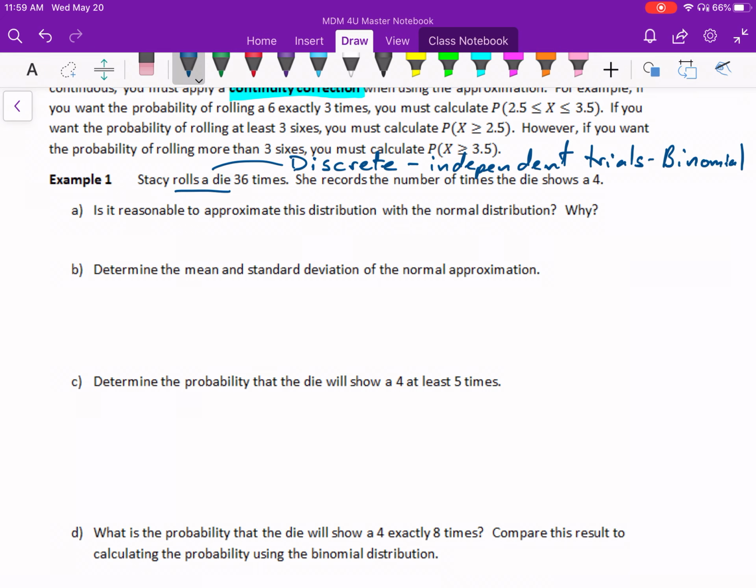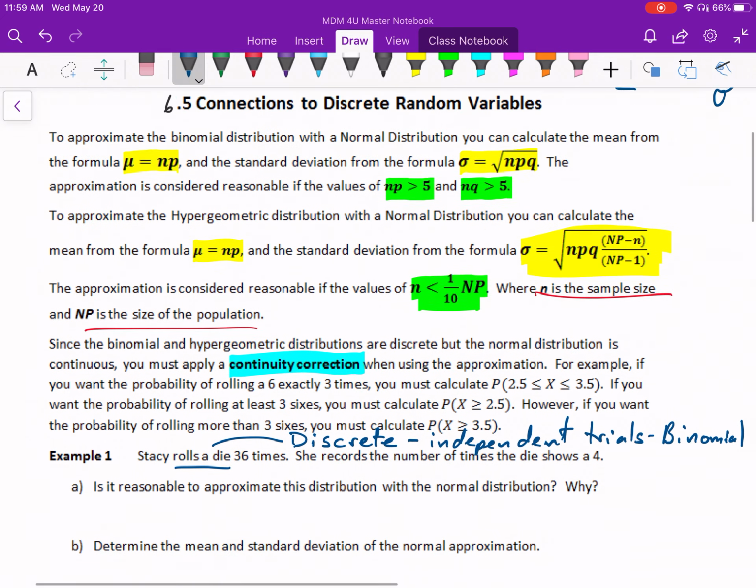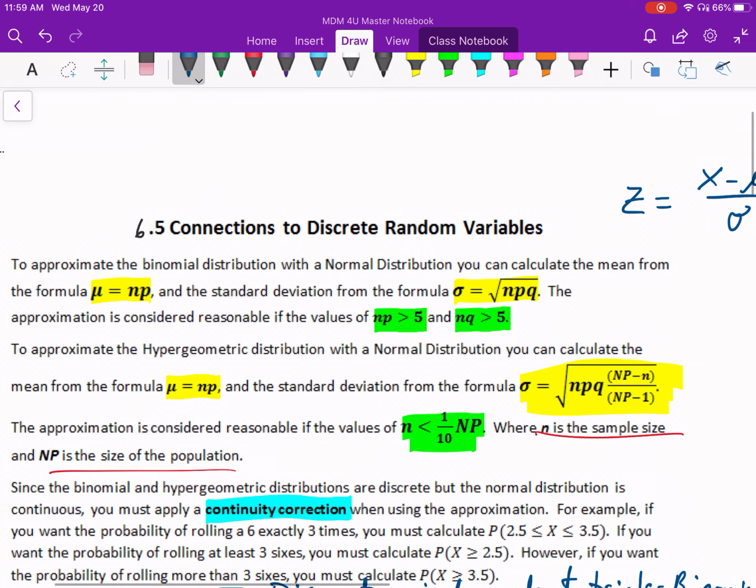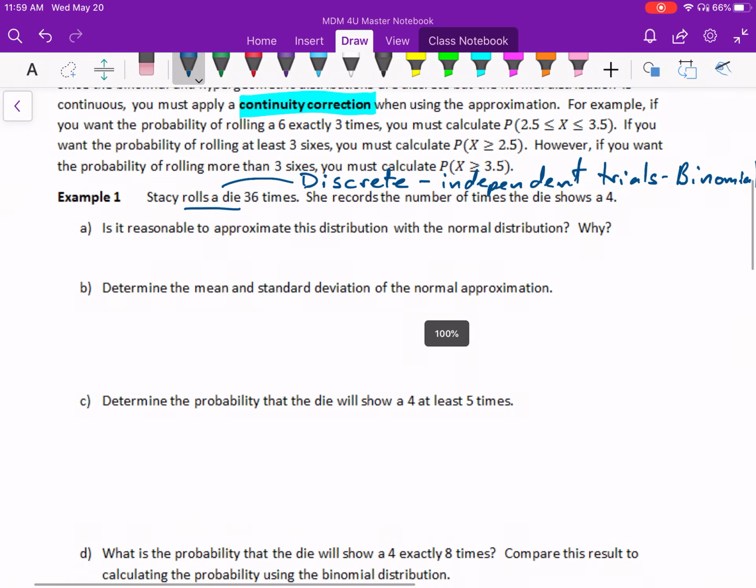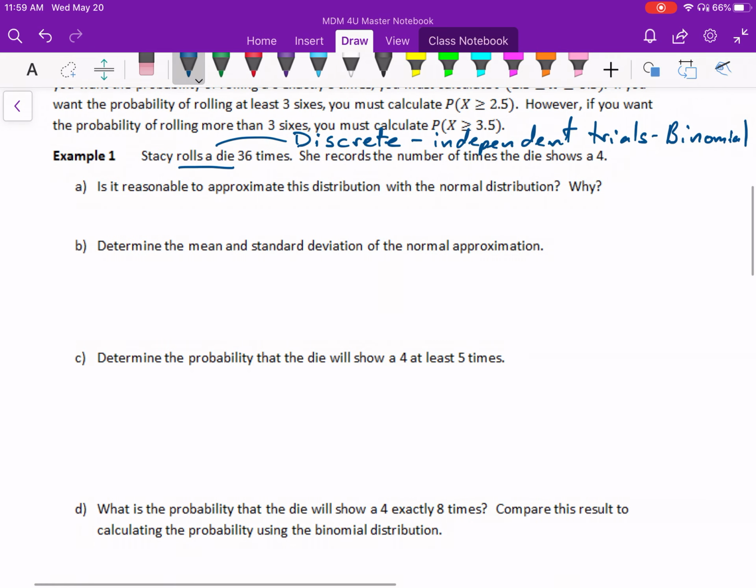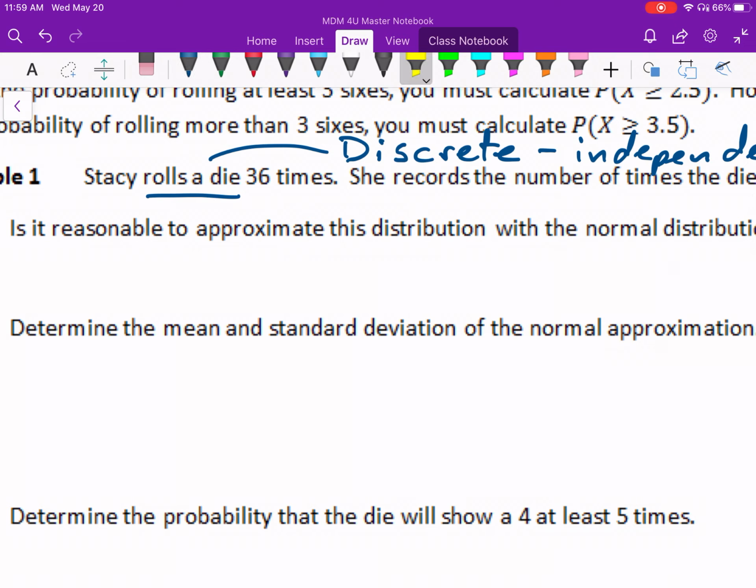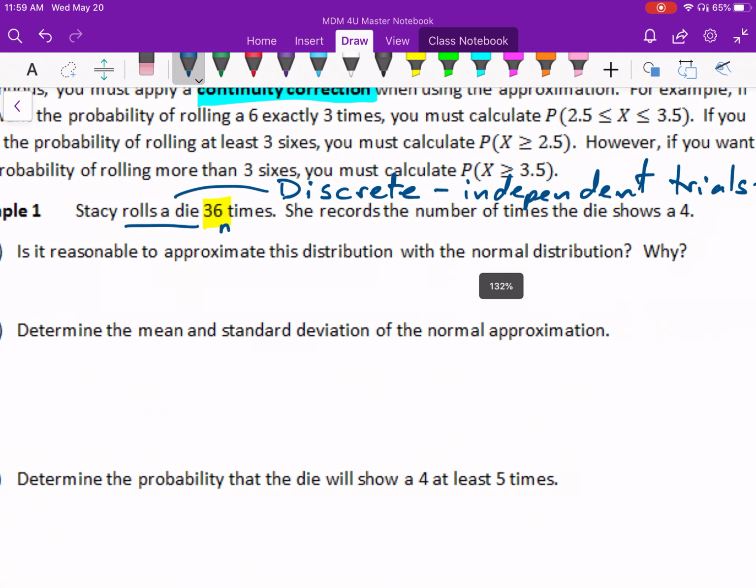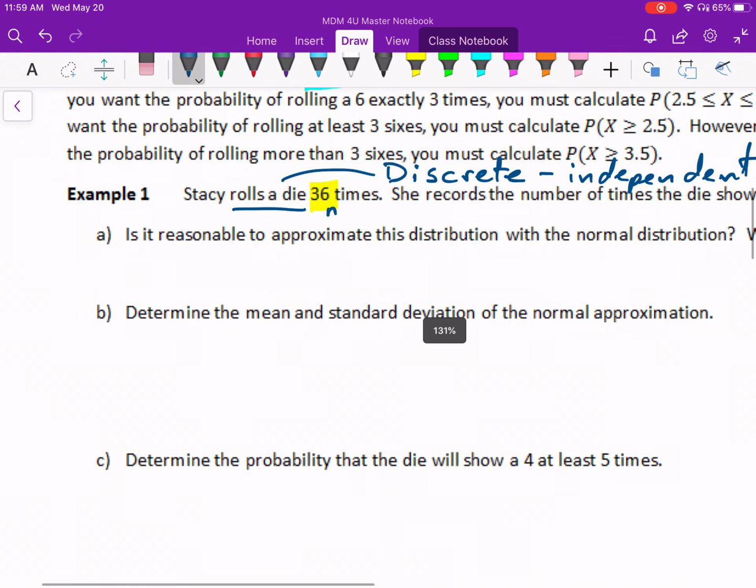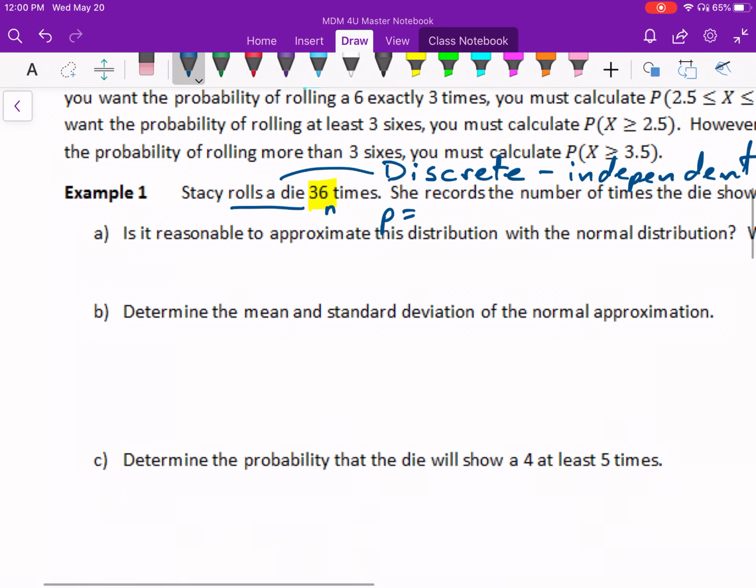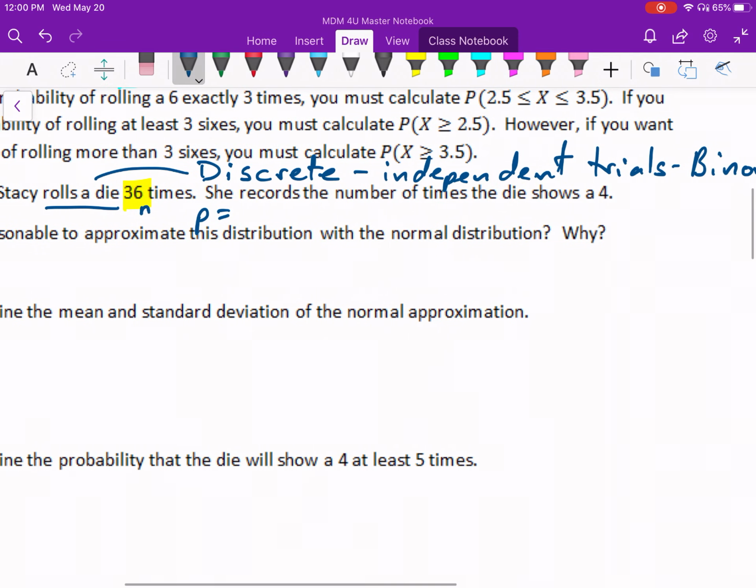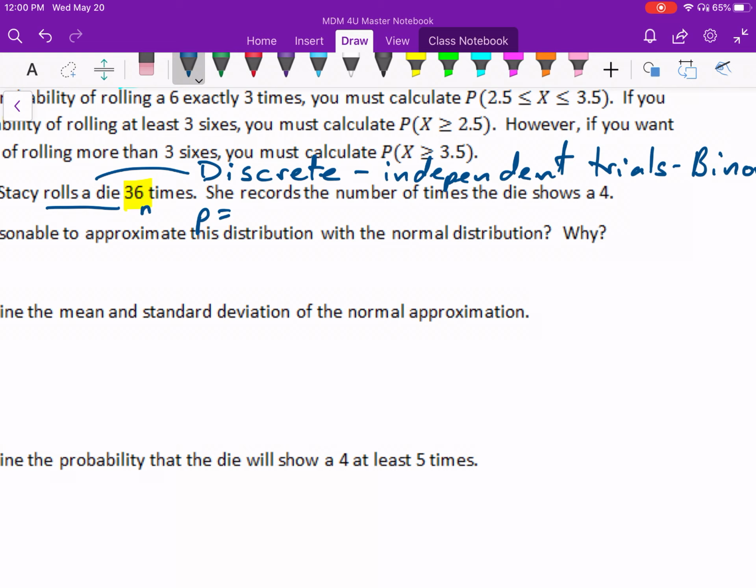Is it reasonable to approximate this distribution with the normal distribution? That's where we go back to np being greater than 5 and nq being greater than 5. As long as that's true, then we'll be able to say yes. If not, then we'll have to say no. So let's see what np is. n, by the way, is 36. That's our number of trials. And the probability, p, we're looking for 4s, right? It's a 6-sided die, and the probability of getting a 4 on any single roll is 1/6. So there's my p.